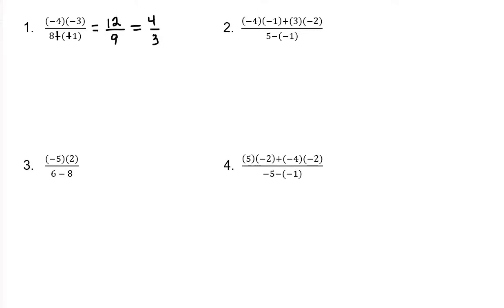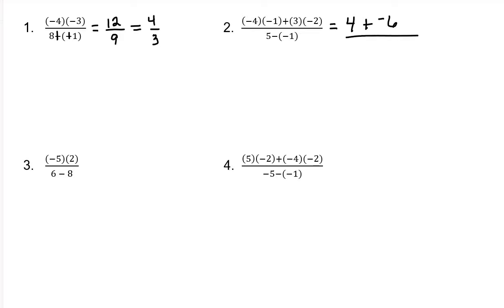Okay, problem 2. Notice that I have multiplication here with the -4 times -1, and then I also have multiplication with 3 times -2. So I'm going to do those multiplications first and then add. Remember, please excuse my dear Aunt Sally says you have to multiply before you add. So -4 times -1 is going to give me +4. Then this plus sign I'm going to bring on over. 3 times -2 is -6.